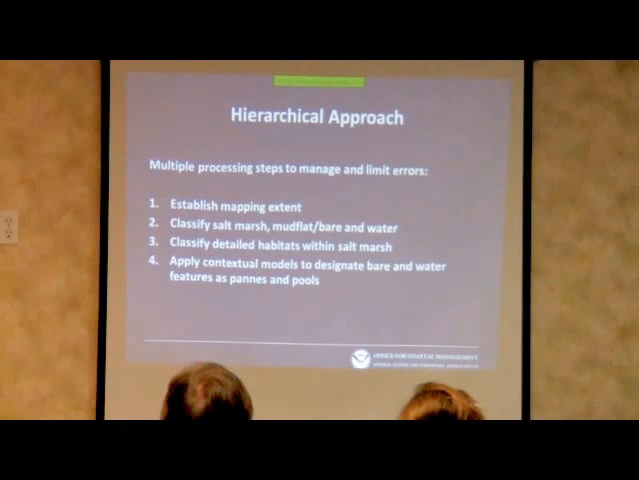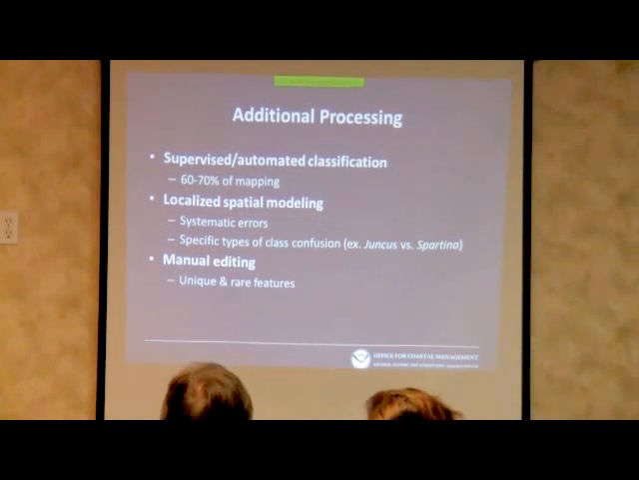Then we jumped through some coarse level and then finer level classifications, and that got us about 60 to 70% of the way through the process. From there, we had to do some more spatial modeling using GIS. Some of this was still in eCognition, but we did jump out into a standard GIS platform to start to do some modeling. We understood there were certain areas of confusion. We also understood there were certain associations, proximity associations for some of the classes, and we could model those in GIS to improve the product.